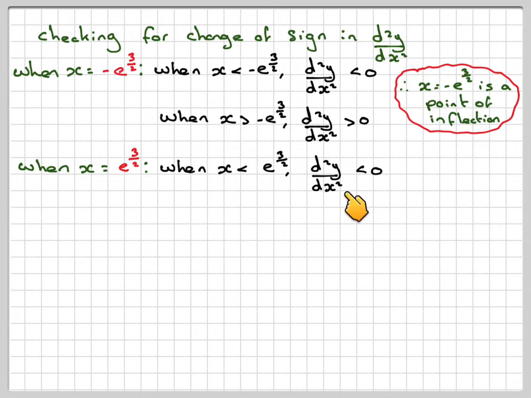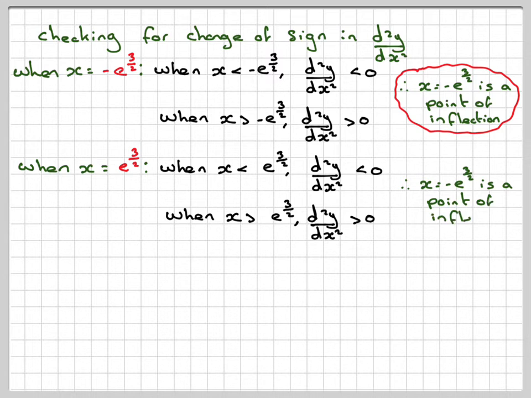When it's less than 0, you get that the second derivative is less than 0. When it is greater than 0, you'll get that the second derivative is greater than 0. A change of sign in the second derivative, and therefore it is a point of inflection.